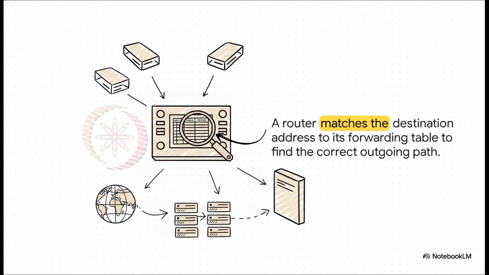This picture shows that process perfectly. A data packet shows up, the router takes a quick look at the destination's zip code, that's the network part of the address, it checks its routing table, finds the right match, and boom, it sends the packet out the correct exit, one step closer to its final destination.